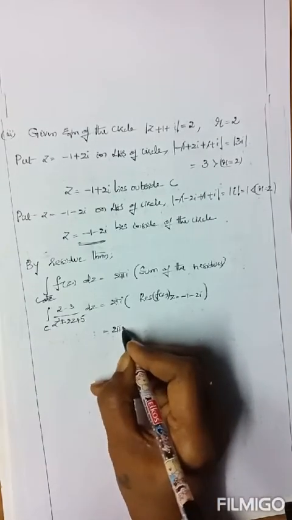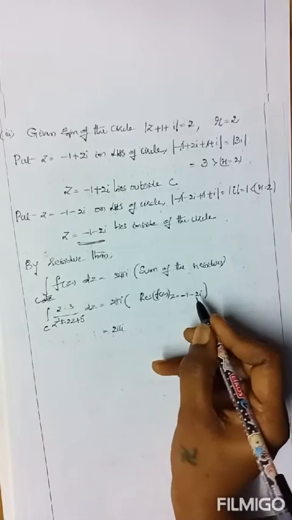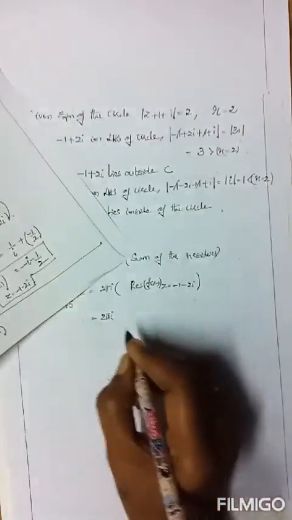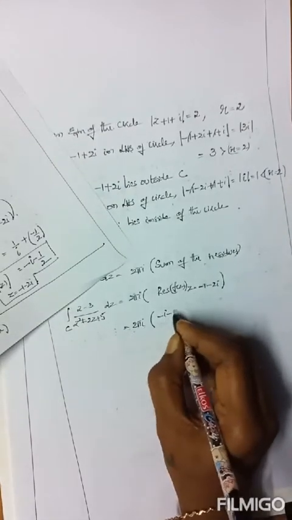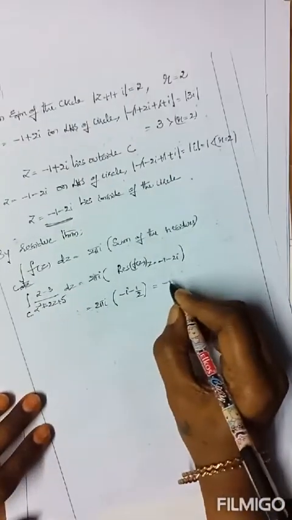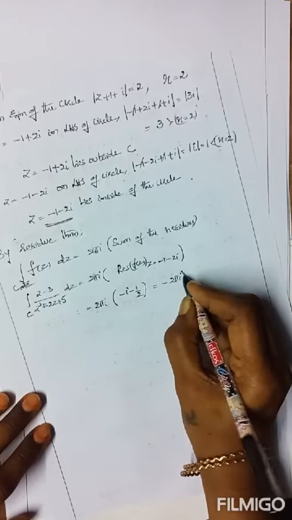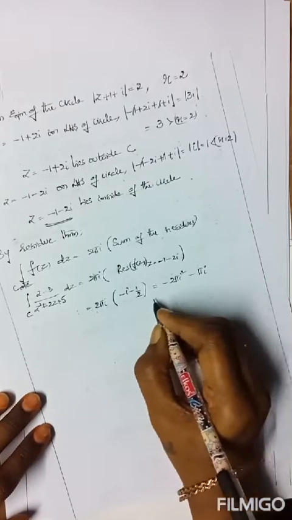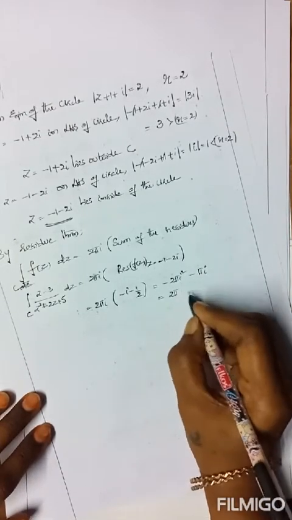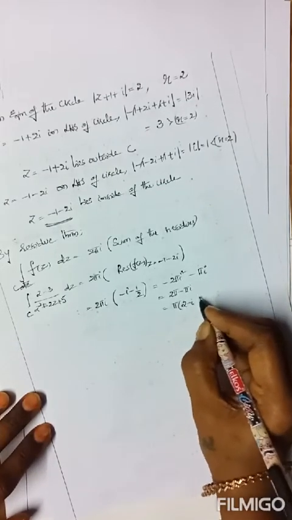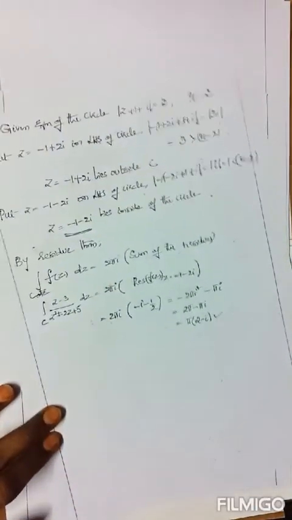Now 2 pi i times the residue of f of z at z equal to minus 1 minus 2i, calculated as previously. This is minus 1 minus 1 by 2. Now ordinary multiplication. Here it is minus 2 pi i square minus 2 pi i into 1 by 2, that is pi i. That equals 2 pi, i square is minus 1, minus pi i. Also written as pi of (2 minus i). This is the result of the given integral problem.